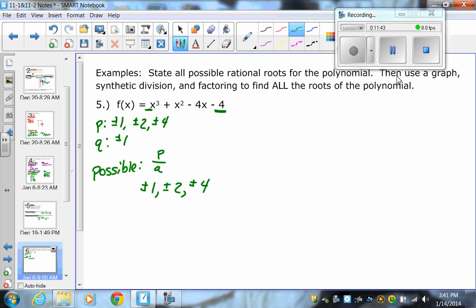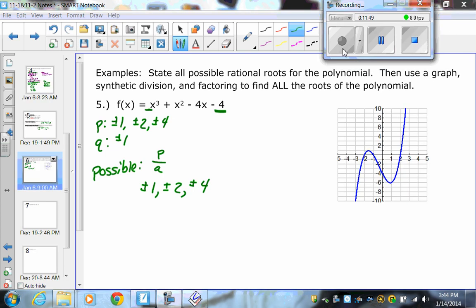Next thing it says is to use a graph. So in your graphing calculator, graph the polynomial. The graph that you should have from your calculator should look something similar to this. And what you're going to do is look at the graph and use your second trace button and then option number 2 that says find the zeros.